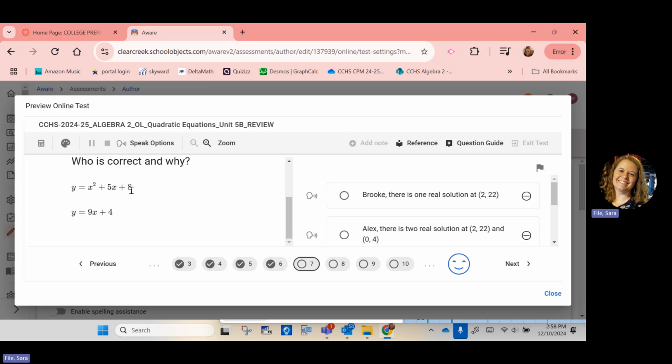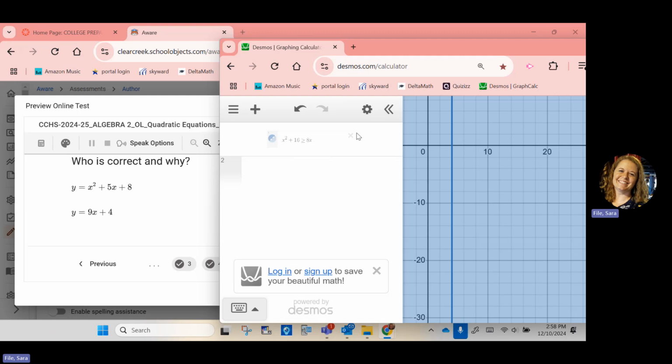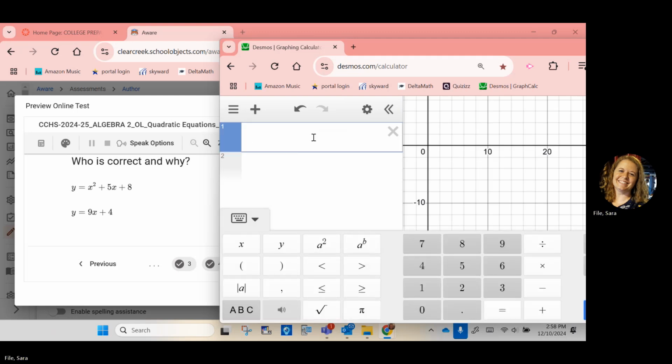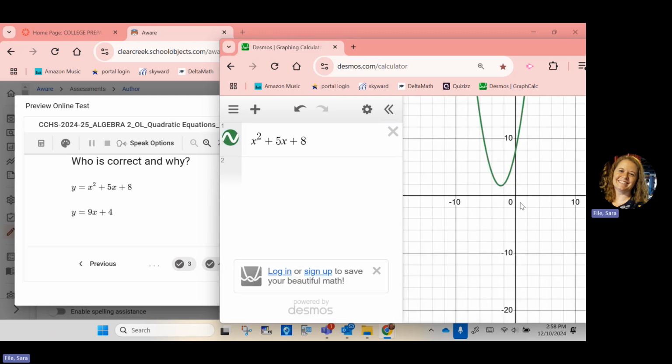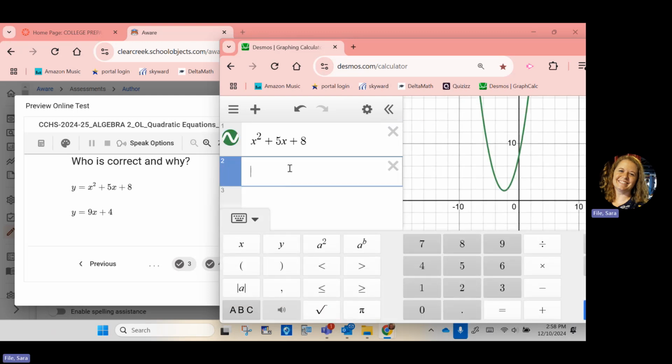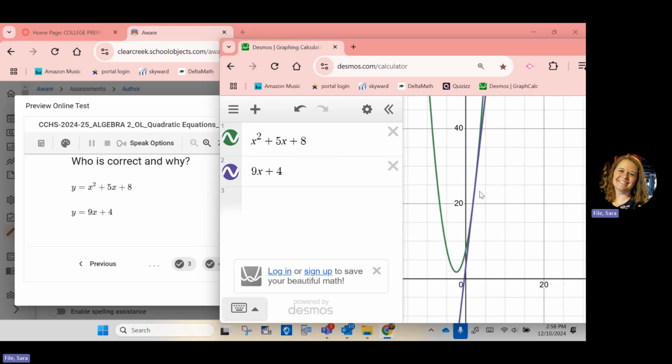So we've got our quadratic, we've got our linear. Remember, we just graph these together on the same coordinate plane, and we look to see where they intersect. So we have our parabola there, and then we have our line. You can write the y equals, or you can just write the 9x plus 4, it doesn't matter. And there's our line. Ooh, that's kind of hard to tell.